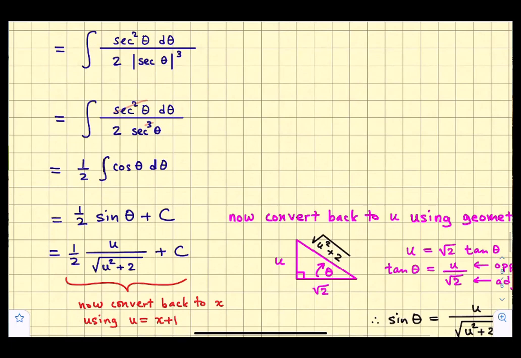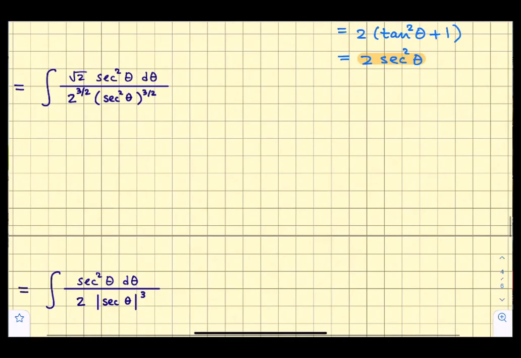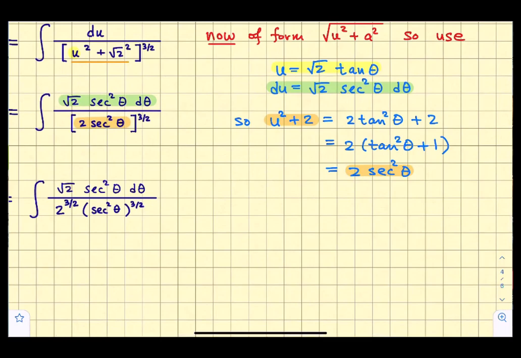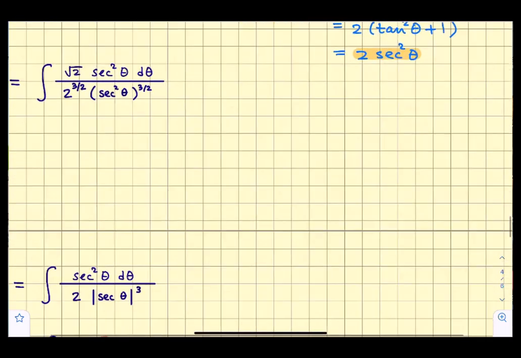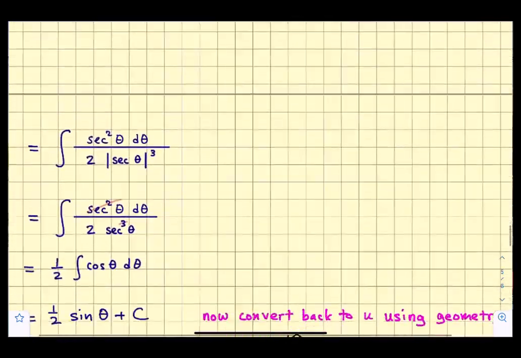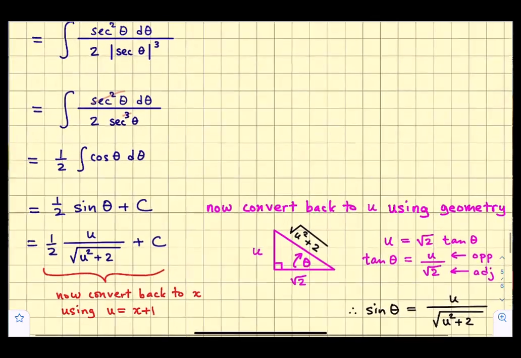Straight away, that's 1/2 sine theta plus c. Now this is an integral in theta. We need to convert back from theta, and if you remember our substitution related u and theta. So if we're going to convert back from theta, we first have to convert back to u. And so we'll draw our triangle.